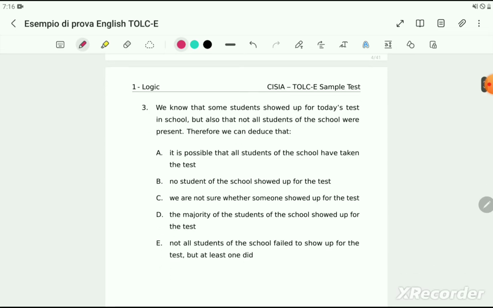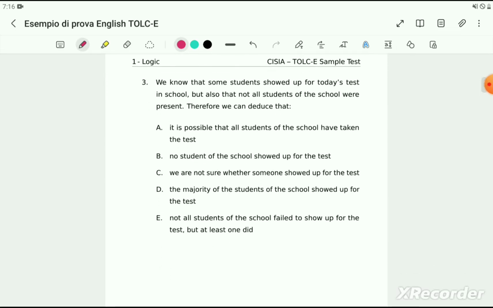Let's read out number 3. We know that some students showed up for today's test in school, but also that not all students of the school were present. Therefore, we can conclude that, let's understand what it said. We know that some students showed up for today's test in school. That means, look at this number, some students, not all, but also that not all students of the school were present. Therefore we can deduce that it is possible that all students of the school have taken the test.